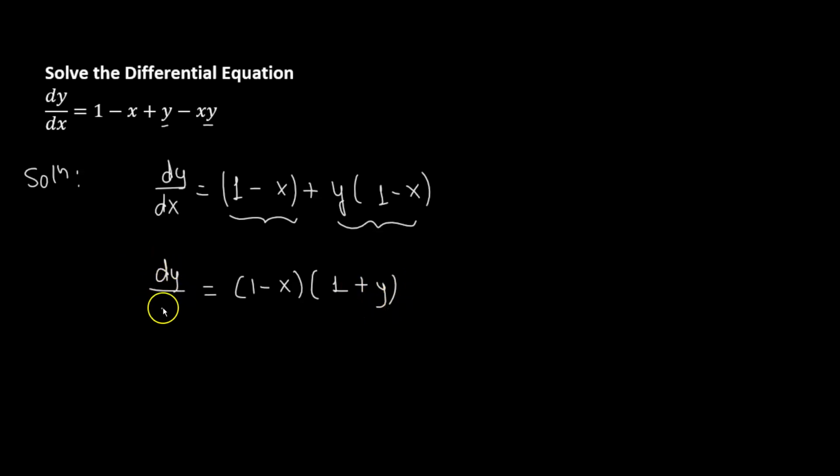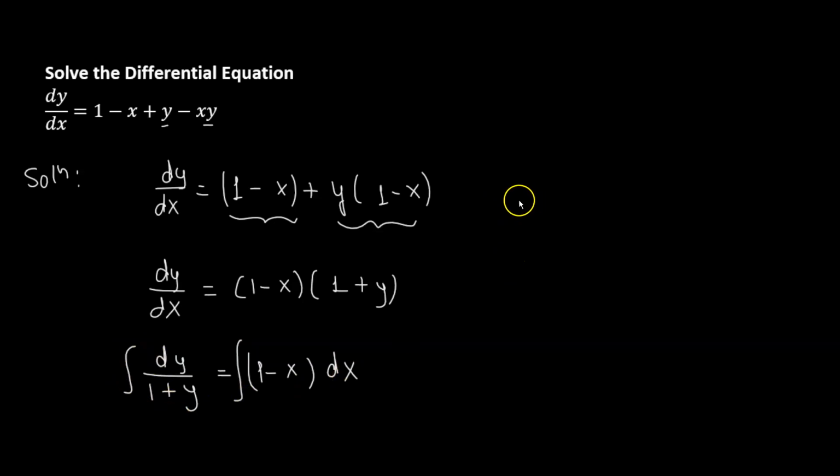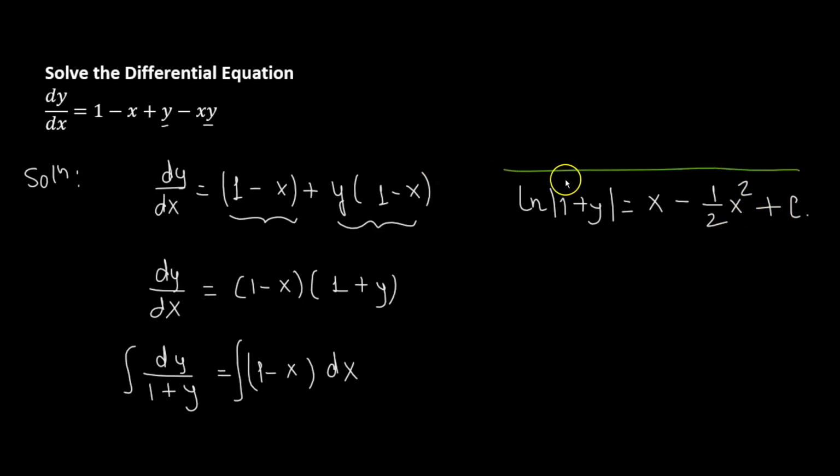So this is dy over dx. Simply, dy divided by 1 plus y equals 1 minus x times dx. So this is in the separable form. Now we can integrate both sides. So integration of dy over 1 plus y will be natural log of 1 plus y equals integration of 1 dx, so that's x, minus integration of x dx, so that will be half x squared, plus the constant of integration c, and this is the required solution to the given differential equation.